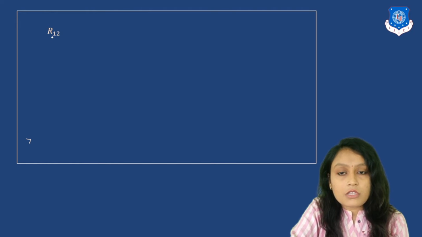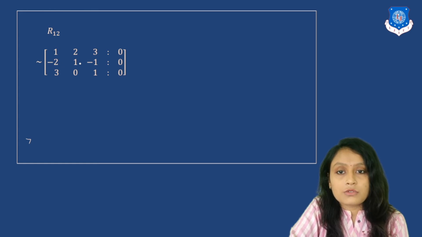Okay, so using this operation, that is R12, you will get the second row as the first row, so 1, 2, 3, 0, and the first row is now the second row, that is minus 2, 1, minus 1, and the third row as it is. Okay, now the next step is to make these two numbers 0. So we will use the row operations.